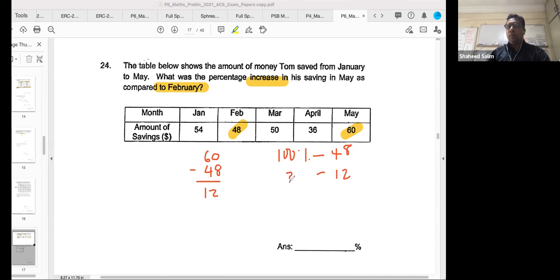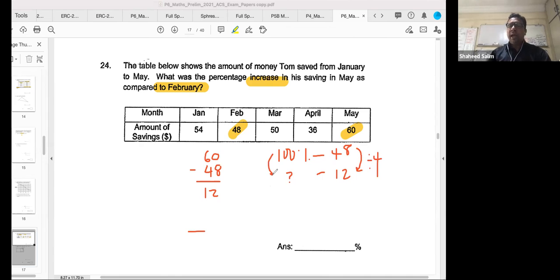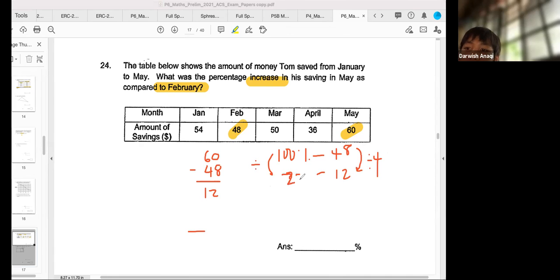You can find out what ways. Okay, I'll show you two ways. This one you can divide by 4. You get 12. You divide by 4 also. So how do I know divide? Okay, 48 divided by 12, you get 4. So divide by 4. So this one you divide by 4, you get 25%. But now I'll show you another method.